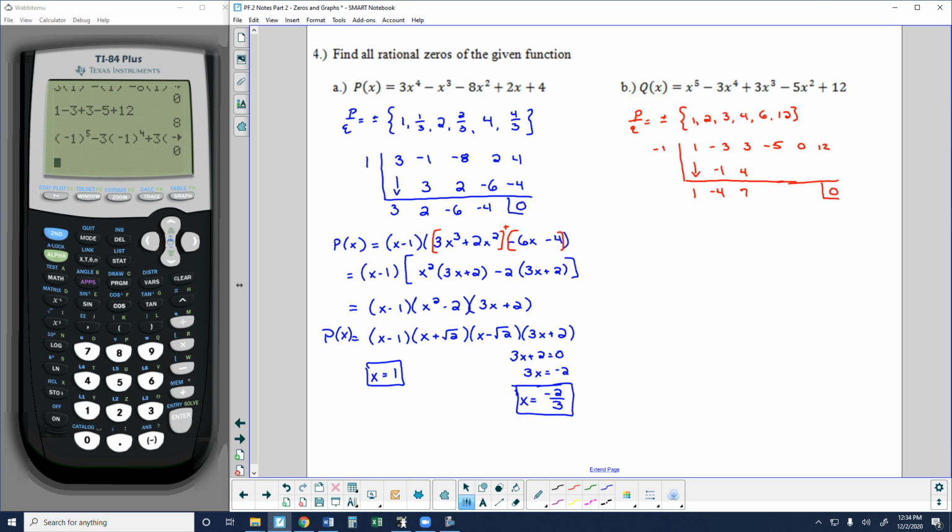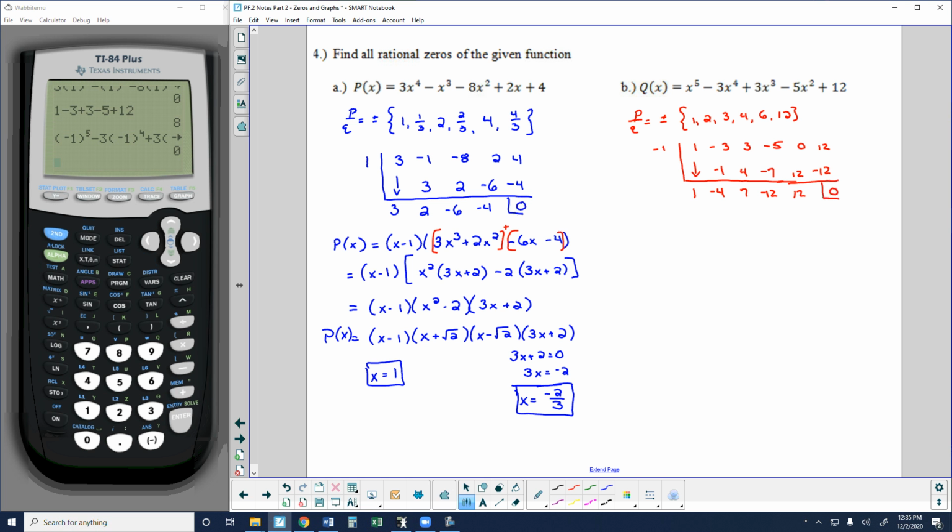So every time I add down the column, I multiply the result by negative 1 and put that multiplication into the next column, and then continue to add down the column, multiply by negative 1, put it in the next column, and it does give me a remainder of 0. So I know that one of my zeros is going to be x equals negative 1. I'm going to come back to that.